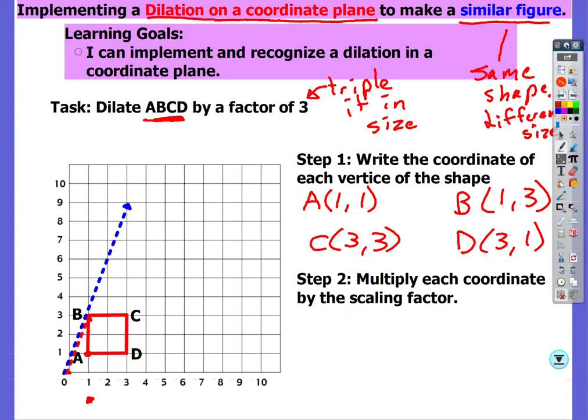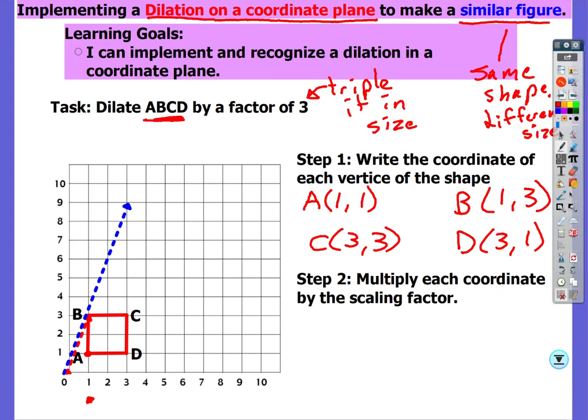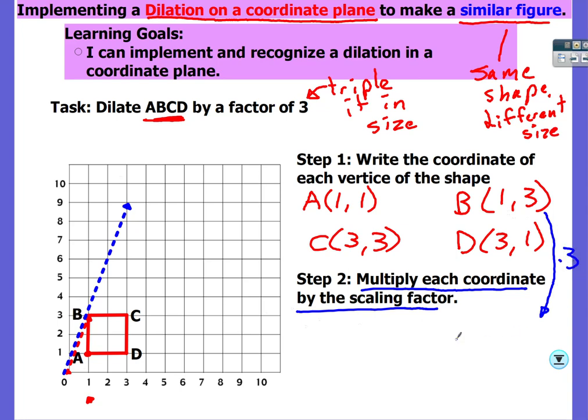Let's take vertex B and triple it. We'll draw this in a different pen real quick. I'm just going to multiply each coordinate by the scaling factor. To get B prime from B, we triple its length, so I multiply its coordinates by 3. B prime: multiply the 1 by 3, I get 3. Multiply 3 by 3, I get 9. You'll notice I just took this arrow and tripled it in length, so B prime goes right here. Now I just do that with all the coordinates to dilate it.